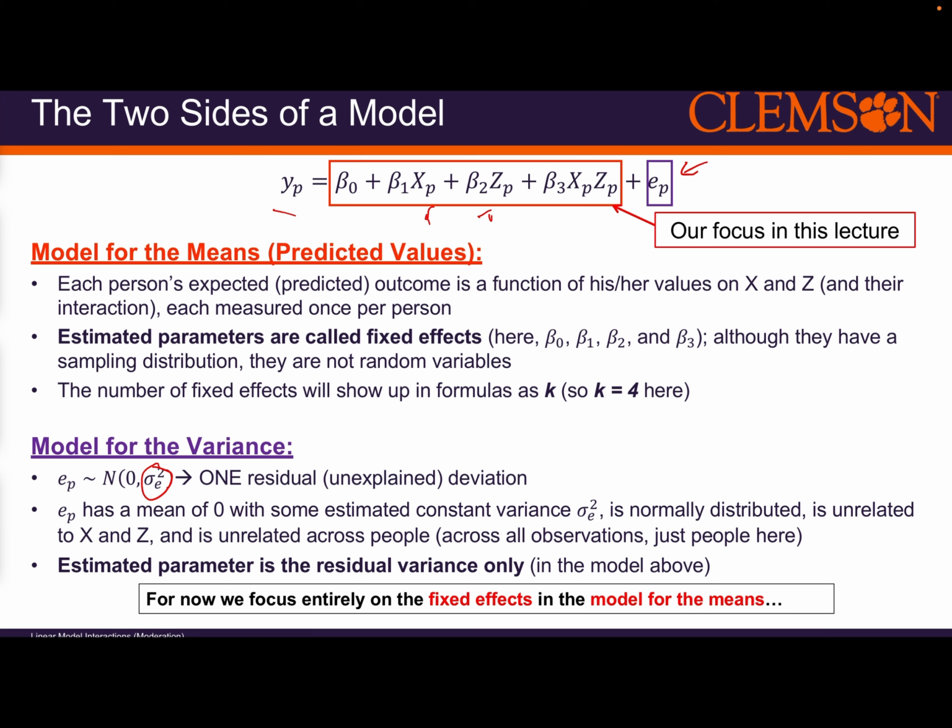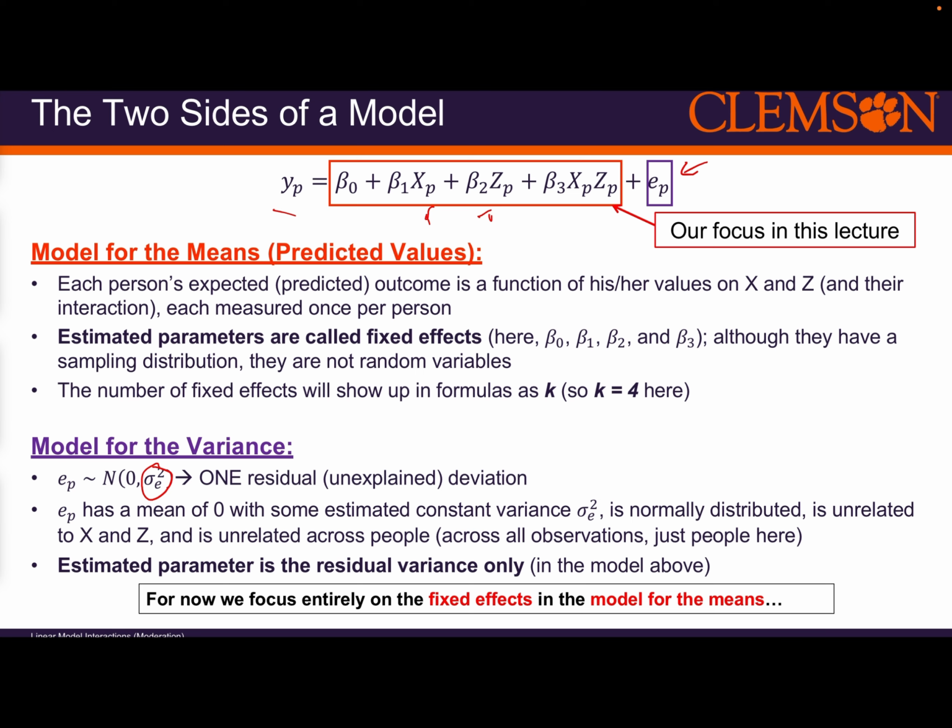Going back to the model for the means, or another way of putting that, the predicted values. And just a side note on that, predicted values are means. They are the predicted value of everybody that could possibly have that x and that z. The model for the means represents each person's expected predicted outcome as a function of their values on x and z and the interaction, each measured once per person. So each person gives us one piece of data, the test score in this example, and each person was in one of the teaching methods, new or old, and was either a freshman or a senior.